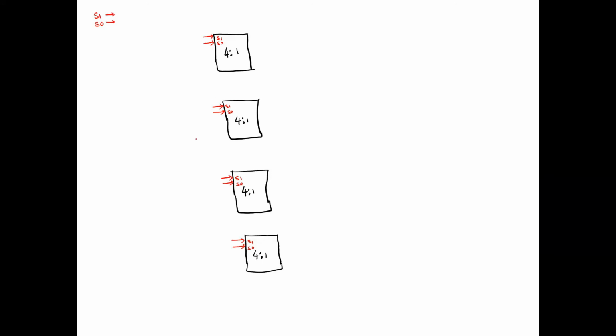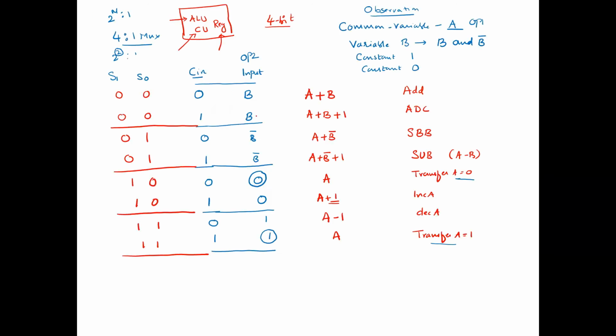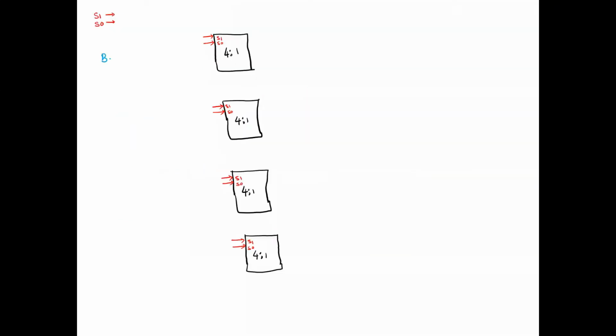And what are the 4 options we need in these 4 inputs? This is the first option. You need B, or you need B bar, or you need 0, or you need what? 1. Here we have B. So the blue color line is B. Here also we require B.